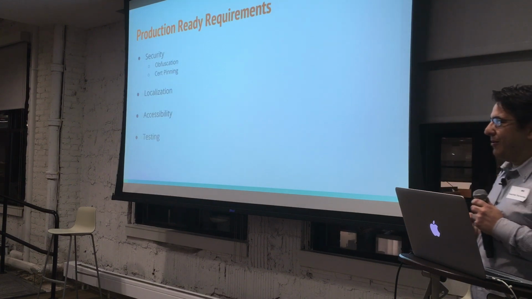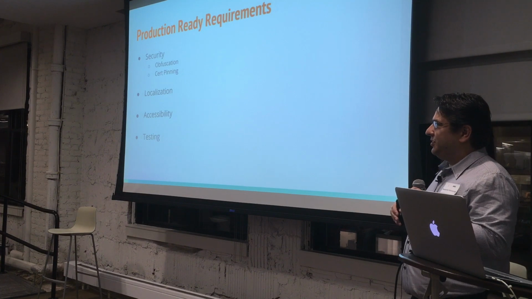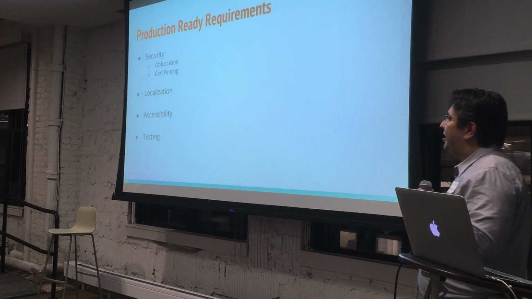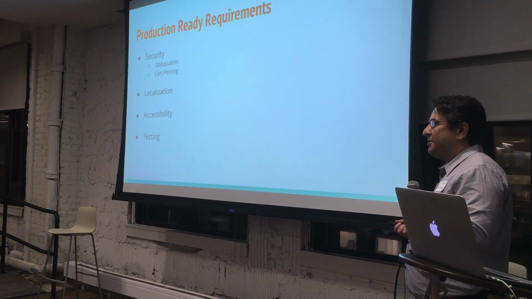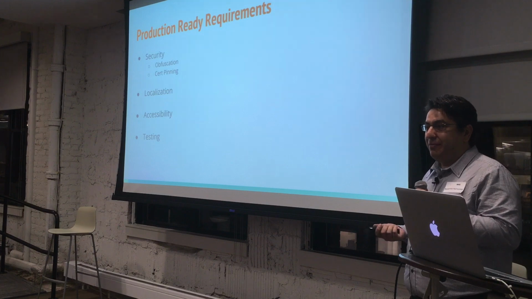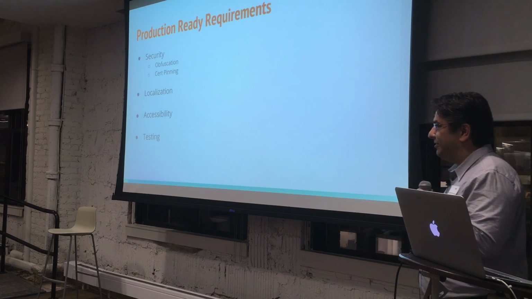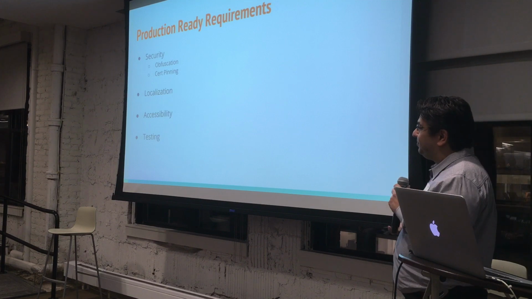So production-ready requirements. We have requirements around security. I'm going to call out specifically our obfuscation and cert pinning. We have localization. Our app supports both English and Spanish. Accessibility is a requirement. We are a bank, and we have to follow all of the regulatory standards there. And then, of course, testing.